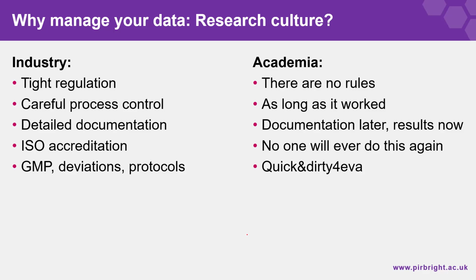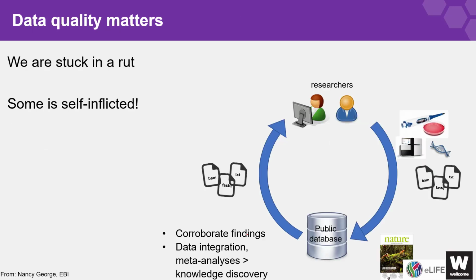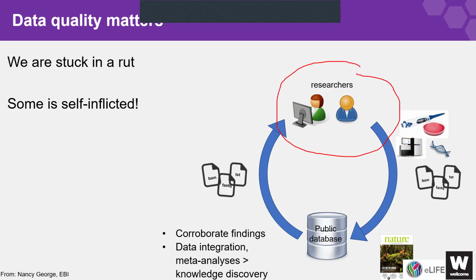And there's a lot of pressure from senior scientists on junior scientists to force things out. So data quality matters. We're stuck in a rush, so we have researchers who maybe don't have experience in data managing, generating lots of data that's siloed and not shared properly, which would otherwise make it easier to test if findings are correct, and to do meta-analysis and really integrate different data sets.